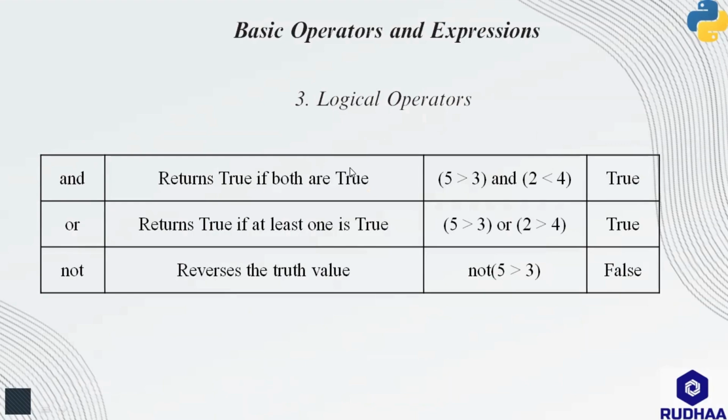And logical operators. Logical means and, or, not. So and is a kind of AND gate. That means if both the conditions are true, it will give the result as true. For the or operator, if any one of the conditions is true, it will give the output as true. Not will reverse the truth value of the condition and give it as the output. So these are logical operators.